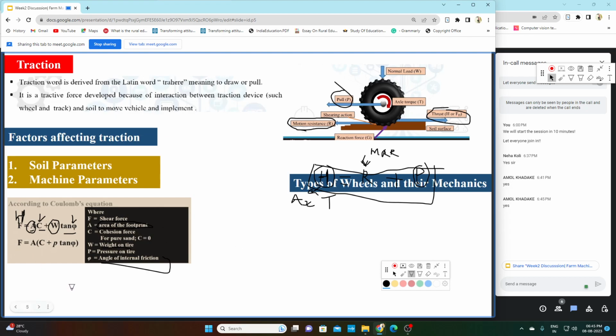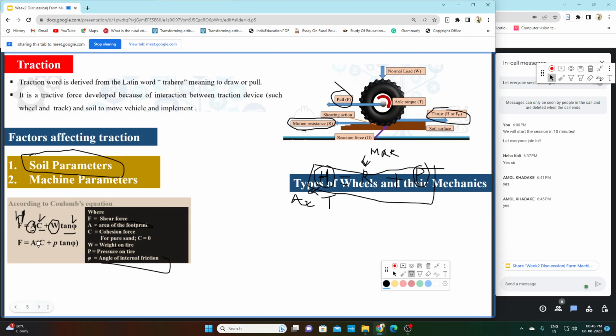Now when we are talking about soil parameters, this Coulomb's equation works on two types of soil. One is cohesive soil and the other is adhesive soil. So what is the meaning of cohesive soil and adhesive soil? Cohesive soil means phi equals 0. So when phi equals 0, your F will be equal to AC. That means your total thrust force or H will be dependent only on one machine parameter, that is the contact area of the tire.